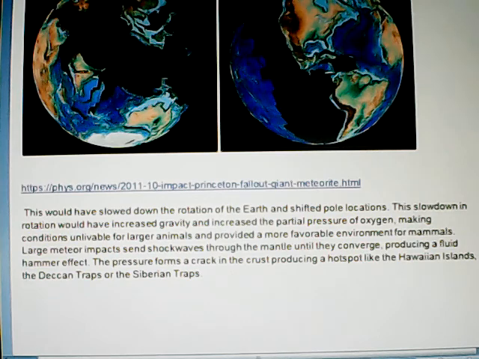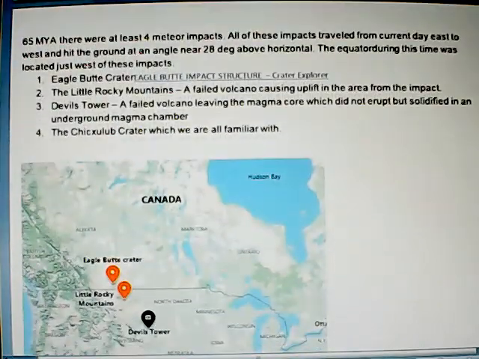Large meteor impacts send shockwaves through the mantle until they converge, producing a fluid hammer effect. Pressure forms a crack in the crust, producing a hot spot like the Hawaiian Islands, the Deccan traps, or the Siberian traps. Okay. And 65 million years ago, there were at least 4 meteor impacts.